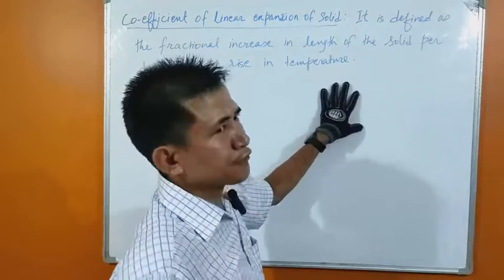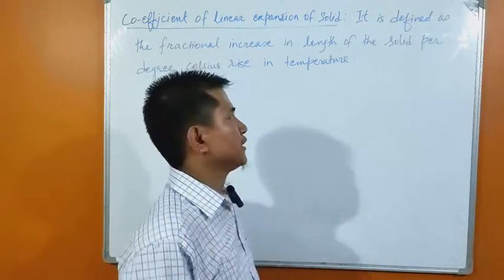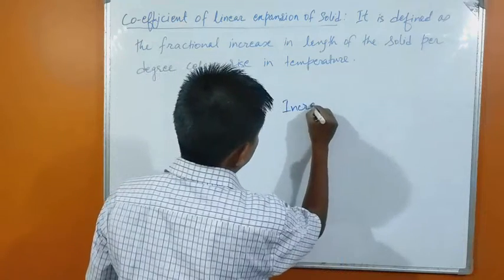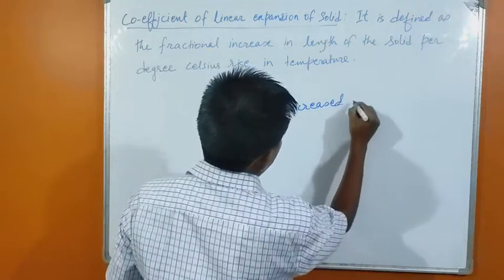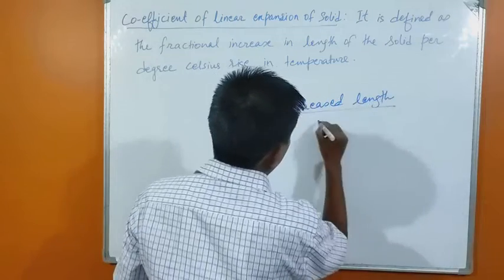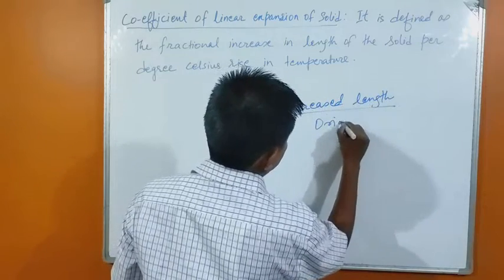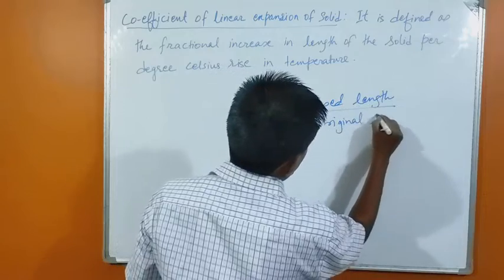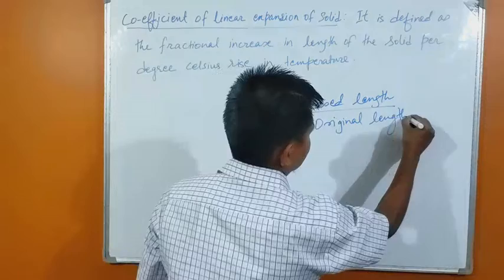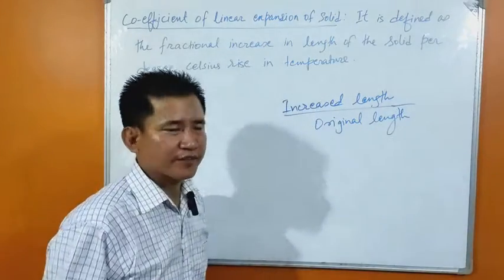Okay, what is fractional? Fractional means increased length divided by original length. Original length is the denominator. This is the fractional increase.